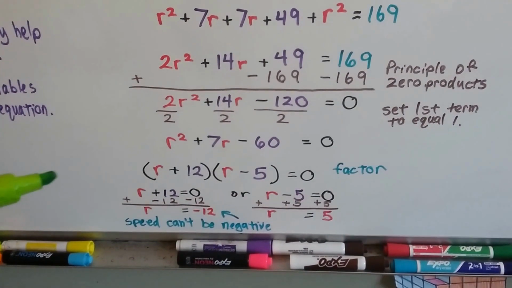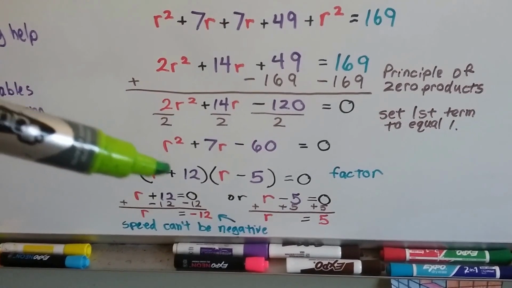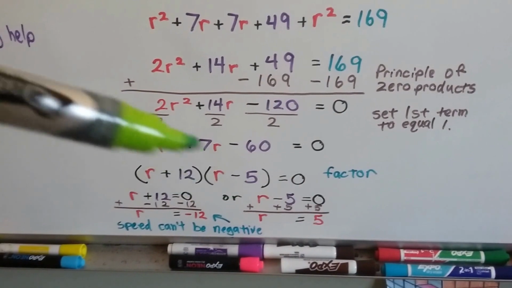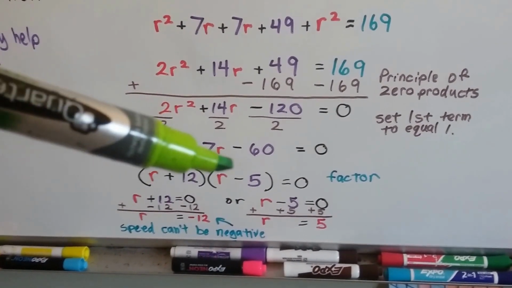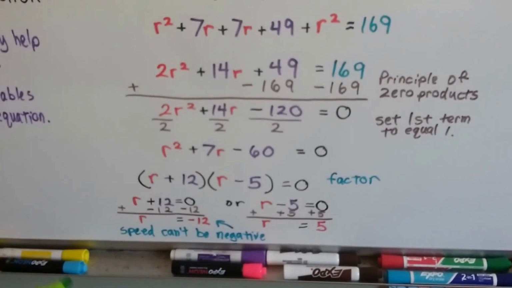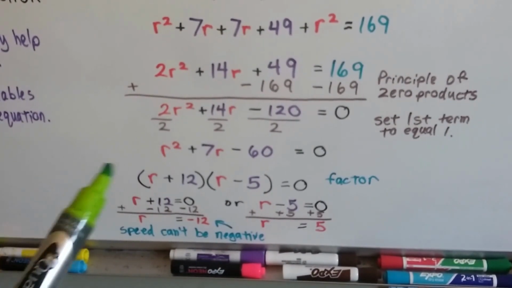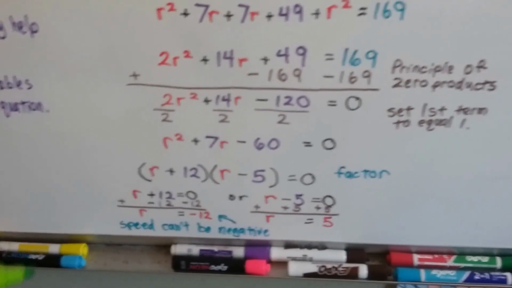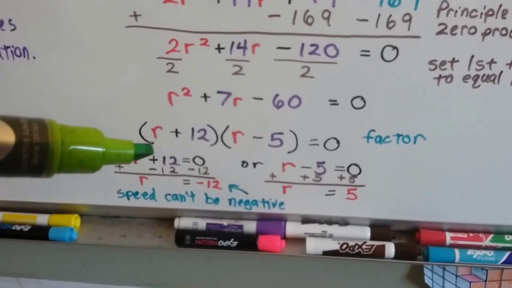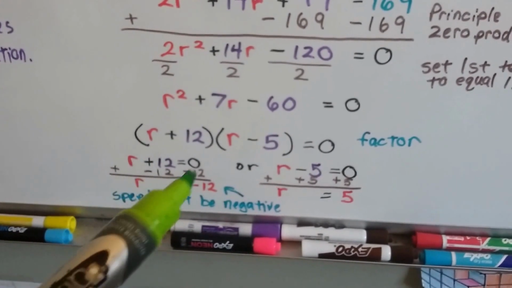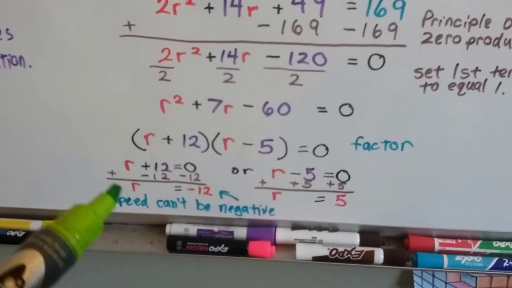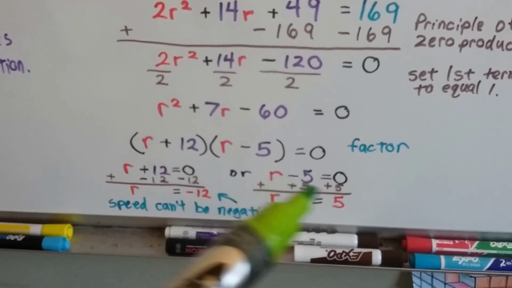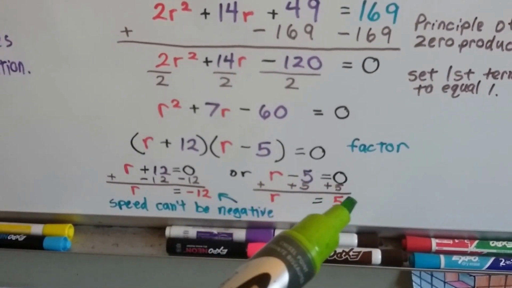Now we can factor this, and it can be factored as (r plus 12)(r minus 5), because 12 minus 5 is a 7, but 12 times a negative 5 makes that negative 60. So that works out perfectly, doesn't it? We set this to equal 0 and that to equal 0 with an or in between them. We get r plus 12 equals 0, and we can add a negative 12 to each side to isolate r, so we get r equals negative 12. And we add a 5 to each side here, and we get r equals 5.